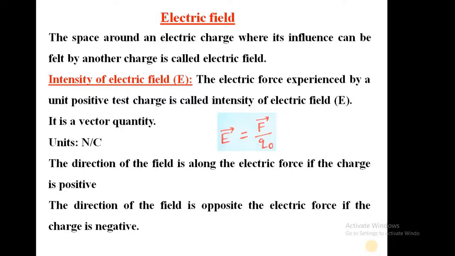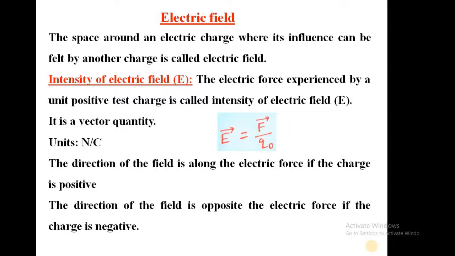The space around any electric charge where its influence can be felt by another charge is called electric field. Consider a point charge which is placed in a space, around which an electric field will be produced. If you place another charge in the vicinity of the point charge, that point charge may be attractive or repulsive. That means the force created by the electric field can be felt by the other charge. That means some electric field is there.